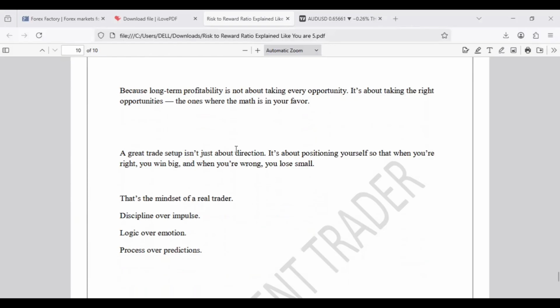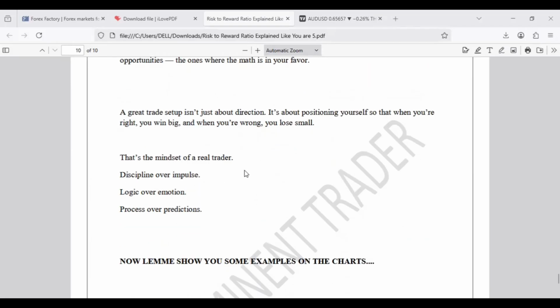So a great setup isn't just about direction. It is about positioning yourself so that when you are right, you win big. And when you are wrong, you lose small. Do you get? That is the mindset of a real trader. Discipline over impulse, logic over emotions, then process over predictions.